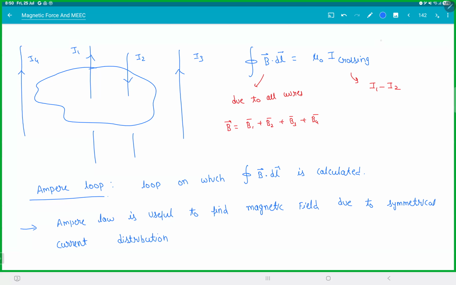So this is an example for Ampere's law. If you give me a loop and if you have some 10 wires, and if you calculate the magnetic field due to all the wires and do B dot dl, the summation will be mu naught times the current crossing.